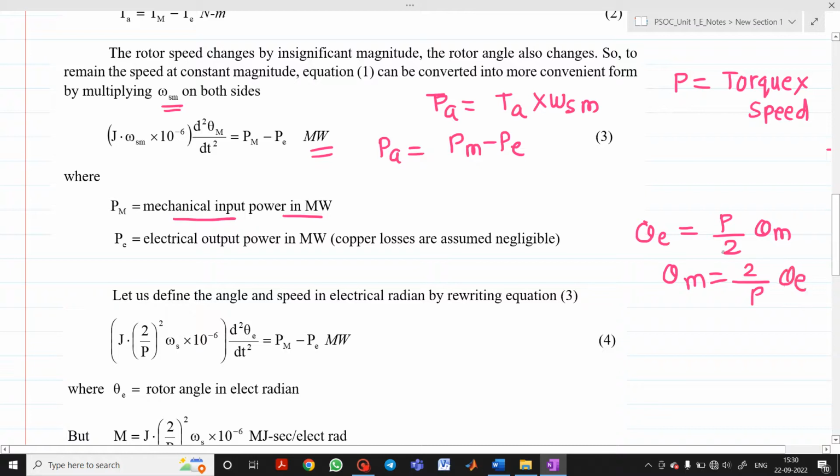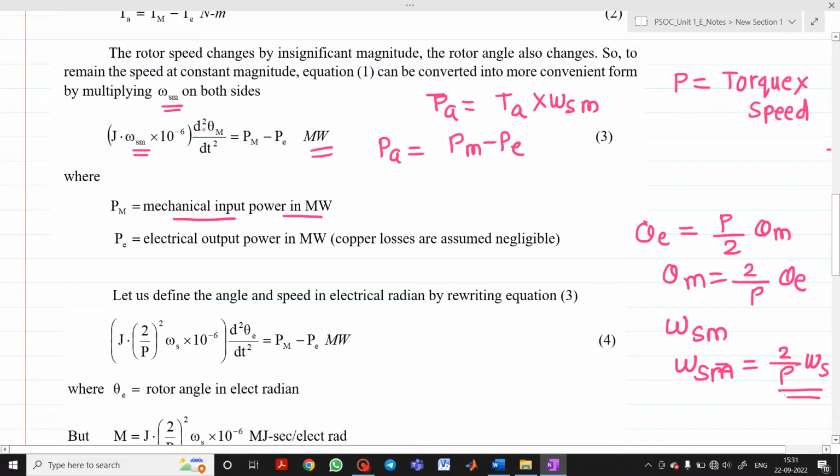Now, instead of this omega Sm, I will write the equation with omega Sm in terms of omega S. Already we discussed the meaning of omega Sm and omega S in dynamics of synchronous machine. This is a synchronous speed, but it is mechanical, and this will be synchronous speed in electrical. So we can write omega Sm will be equal to 2 by P into omega S. So in place of omega Sm, I can write 2 by P into omega S.